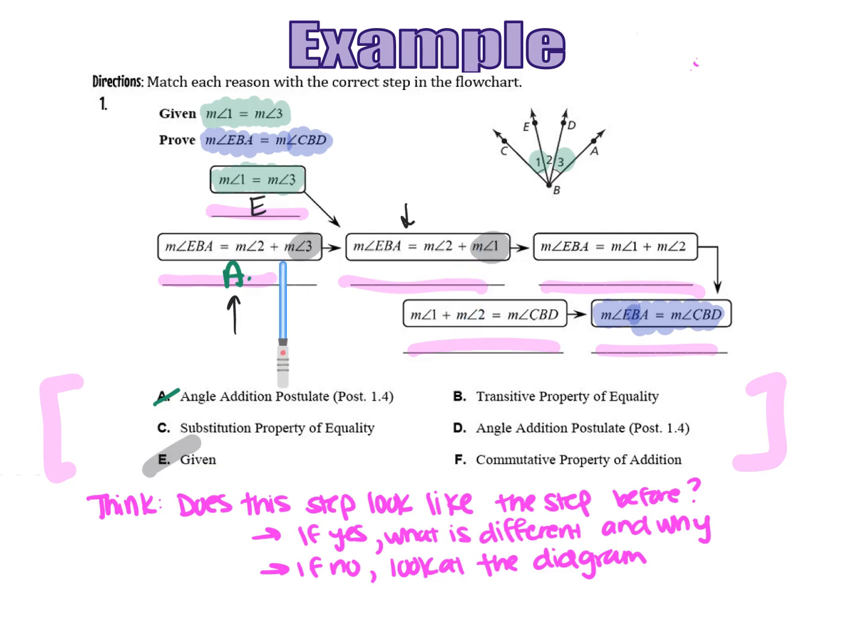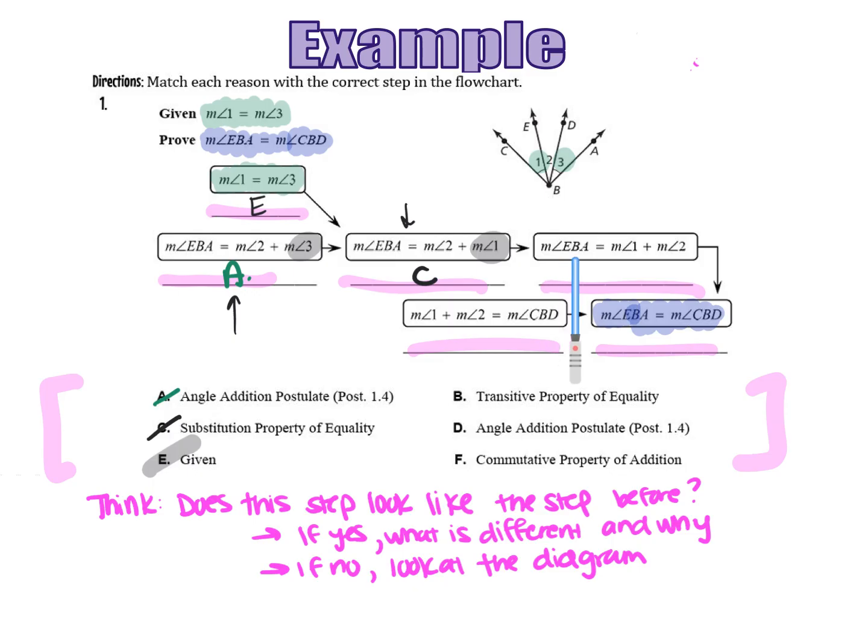Why am I allowed to do that? Well, I'm allowed to do that because of this given piece of information that said they were equal. So I'm substituting in one thing for the next. So I'm going to put C, substitution property of equality here. Then I'm going to look again at the next piece.